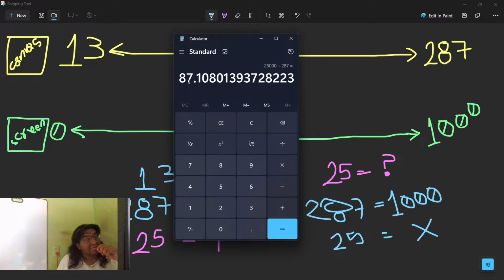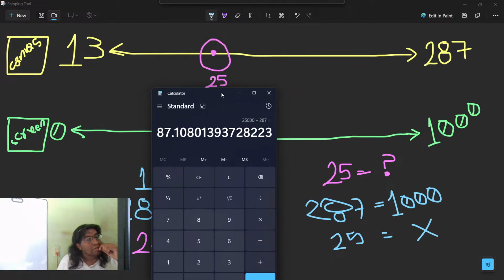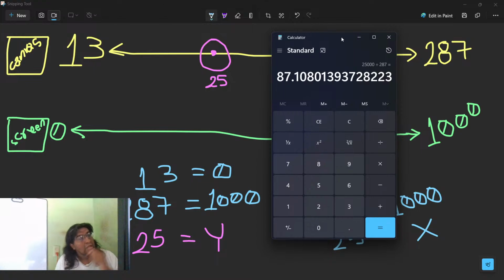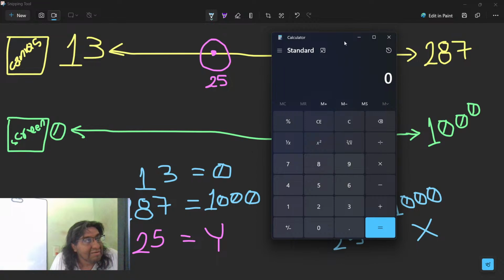I don't, because 13, if this is 27, then 13 won't be 0. And this is all wrong, sorry, but bear with me. We are going to arrive to the answer. I'm just wandering around.